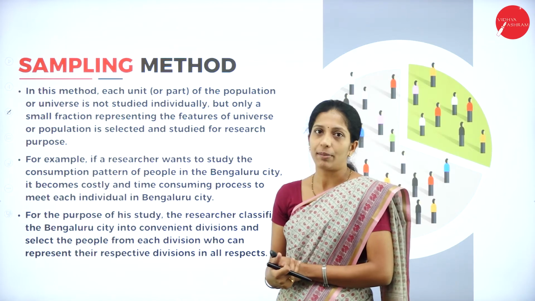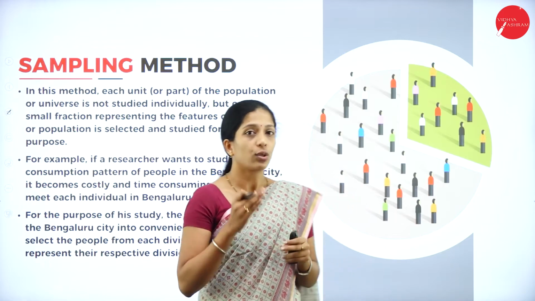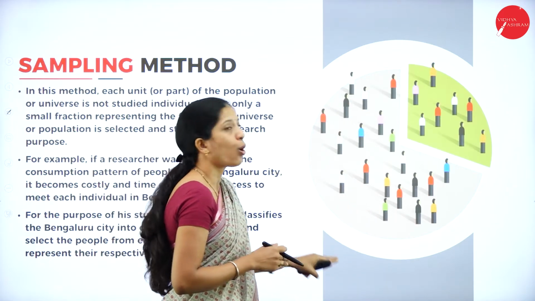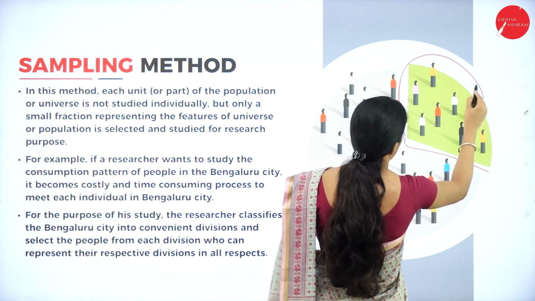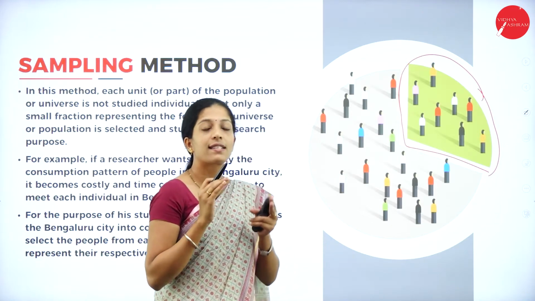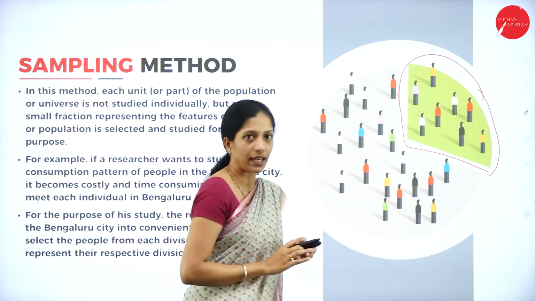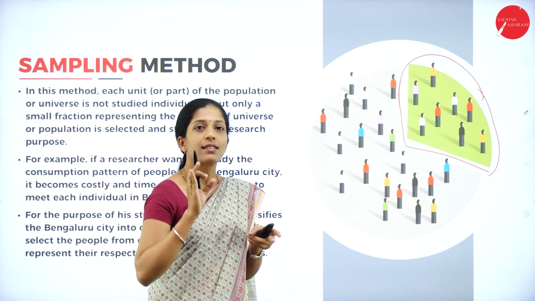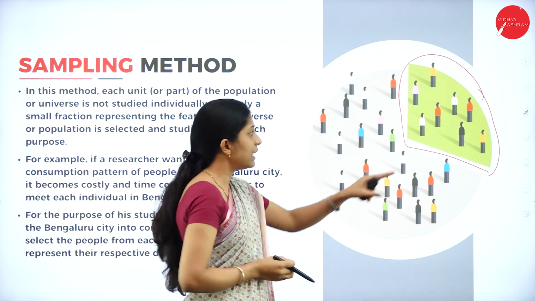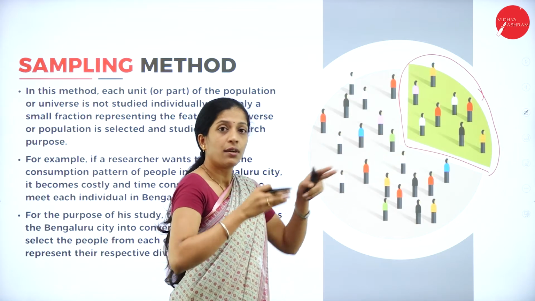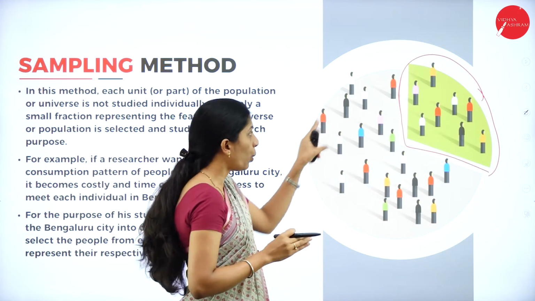Now, coming to the sampling method. Let us see what sampling is all about. If you see the picture here, you can clearly understand. This is the whole population. And they are going to consider only this much area. That is known as what? Sampling. This sample will represent the whole population. So this method is called the sampling method. Based on the information given by the sample units, they are going to draw the conclusion about the whole population.